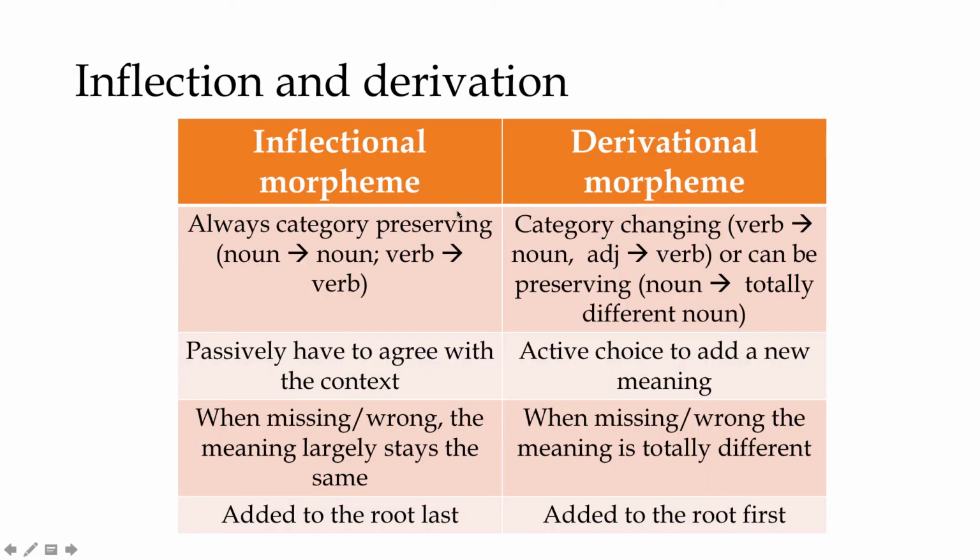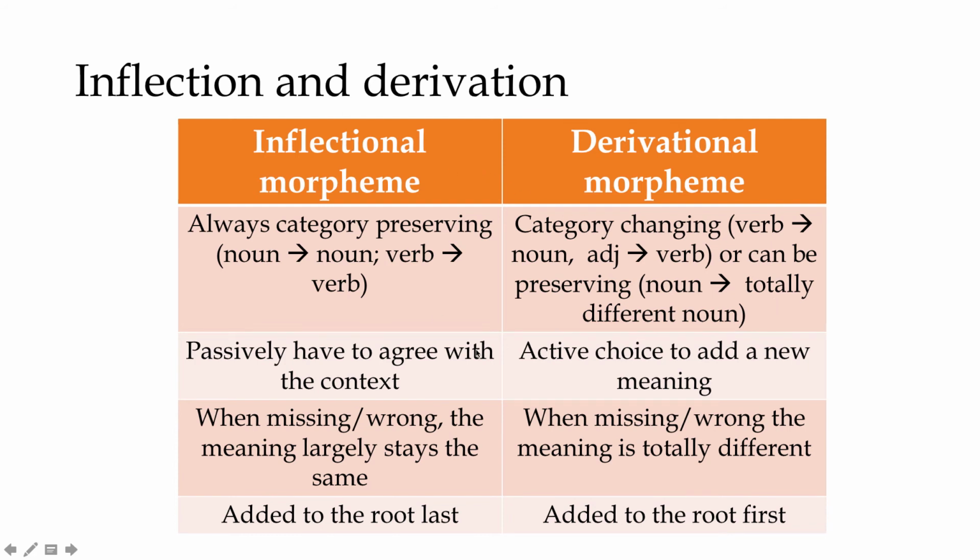As a summary, what's the difference between an inflectional morpheme and a derivational morpheme? An inflectional morpheme will always preserve the category. A noun after an inflectional morpheme is added is always going to remain a noun. A verb will always remain a verb. Derivational morphemes can be category changing, like a verb could become a noun or an adjective could become a verb. They can also be category preserving, but in this case, a noun would become a totally different kind of noun. King would become kingdom. King is one noun. A kingdom would be a totally different kind of noun, which is derived from that noun.